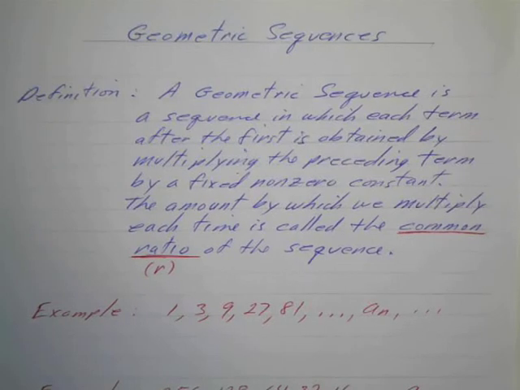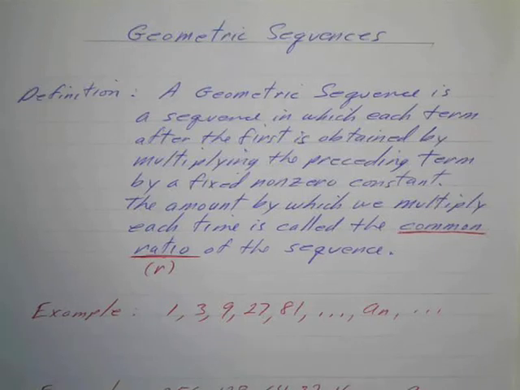Okay, now we're going to talk about geometric sequences, and here's the definition. A geometric sequence is a sequence in which each term after the first is obtained by multiplying the preceding term by a fixed non-zero constant. The amount by which we multiply each time is called the common ratio. We call that R of the sequence.